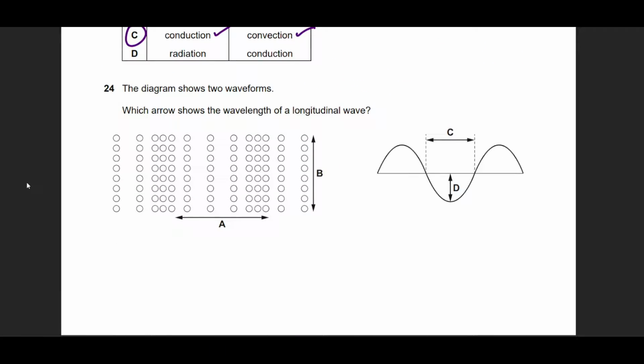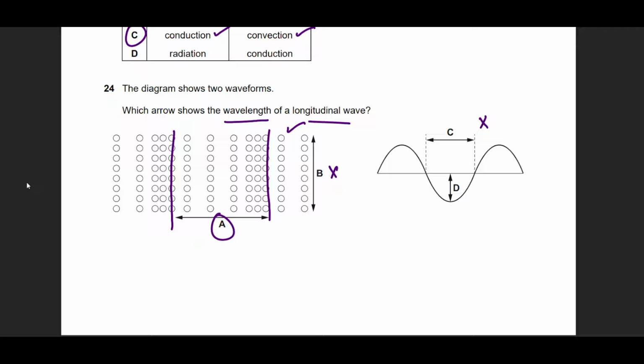24, straightforward question, wavelength of a longitudinal wave. First, this is not a longitudinal wave. This is a longitudinal wave. It has to be from the center of one compression to the center of the next compression. Most probable answer is option A. B has no meaning in a longitudinal wave.